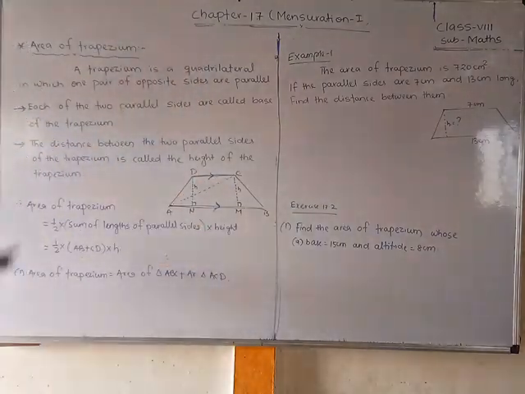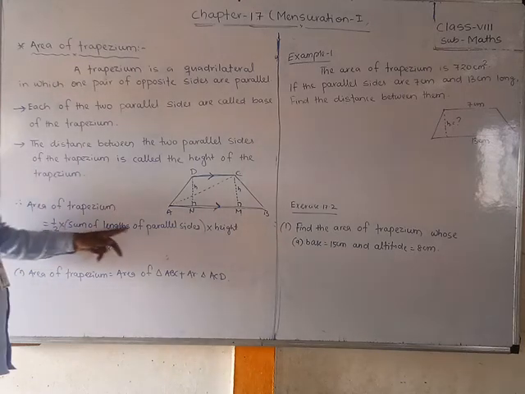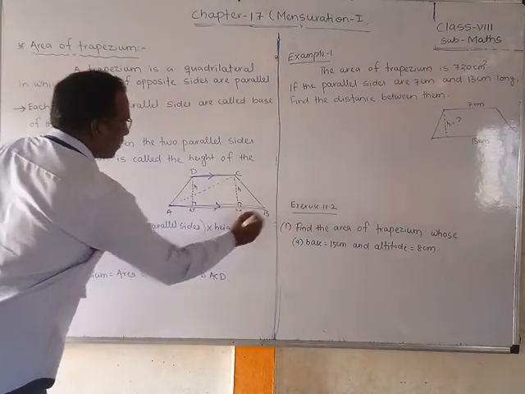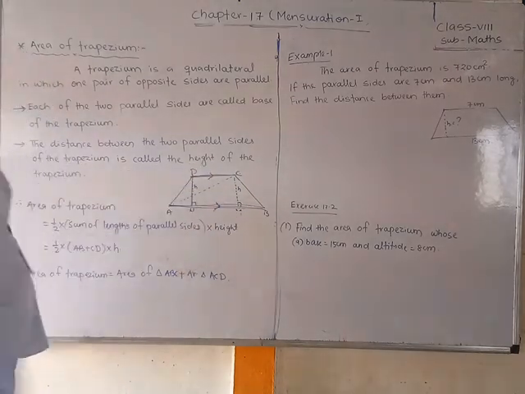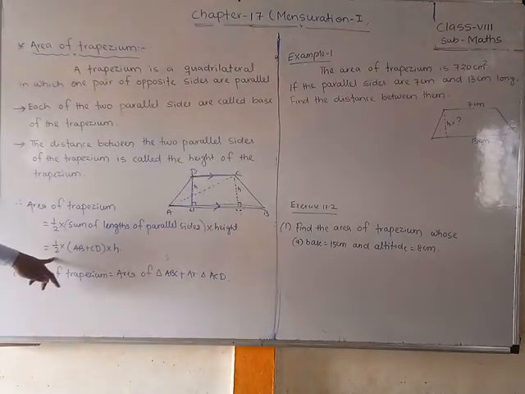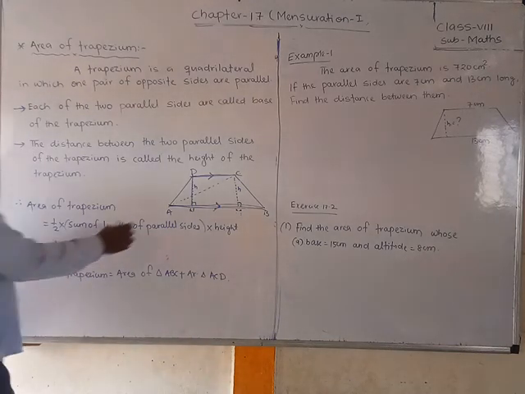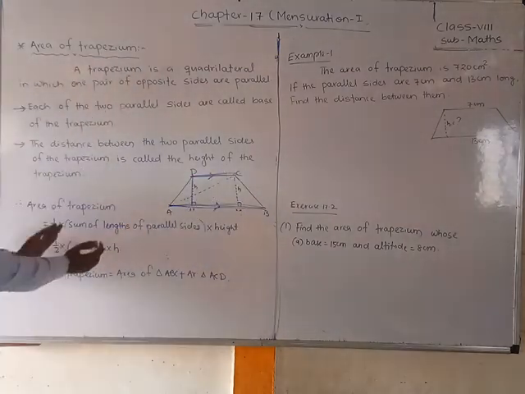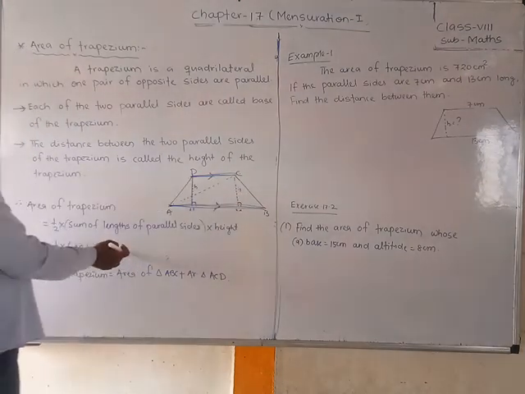Now we are going to discuss the area. Area is equal to half into the sum of the lengths of the parallel sides into the height. Height means the distance between the two parallel sides. So the formula is A equals half into (AB plus CD), where AB is this length and CD is this length, into the height, the distance between the two parallel sides.